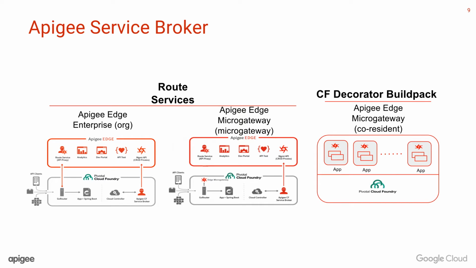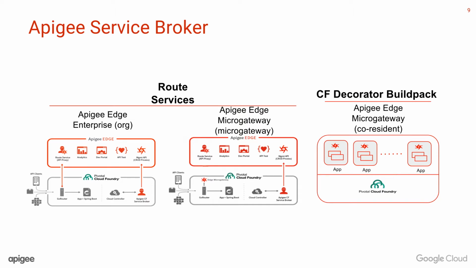This brings us to the Apigee Service Broker. The Apigee Service Broker has three different types of plans. We have the org plan and the micro gateway plan, which are considered route services. And then we have the co-resident plan, which is considered to be a Decorator build pack.